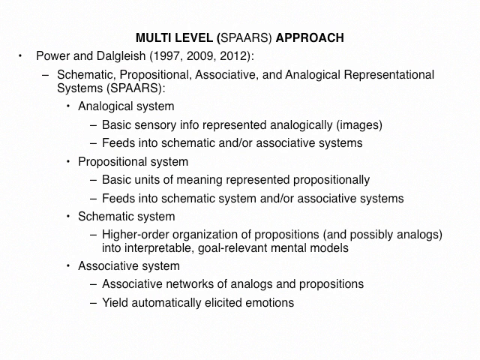And then there's the associative system, which basically contains analogs and propositions. In other words, analogical representations and propositional representations, and they are tied together with logical links. And as activation spreads through the system, it yields automatically elicited emotions.